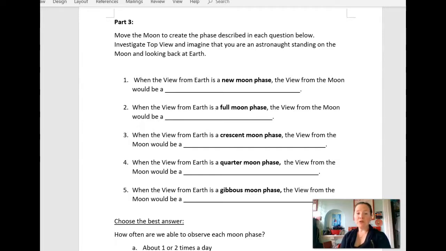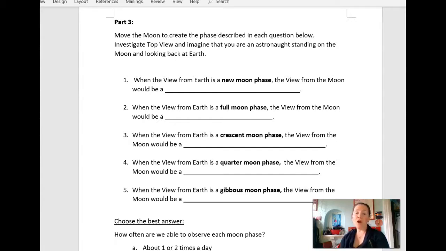Move the moon to create the phase described in each question below. Investigate the top view and imagine you are an astronaut standing on the moon and looking back at Earth. I was like, wait, what? How would I see the moon if I'm looking at Earth? If I'm standing on the moon, I could look down and see the ground, but I couldn't see the phases of the moon, right?